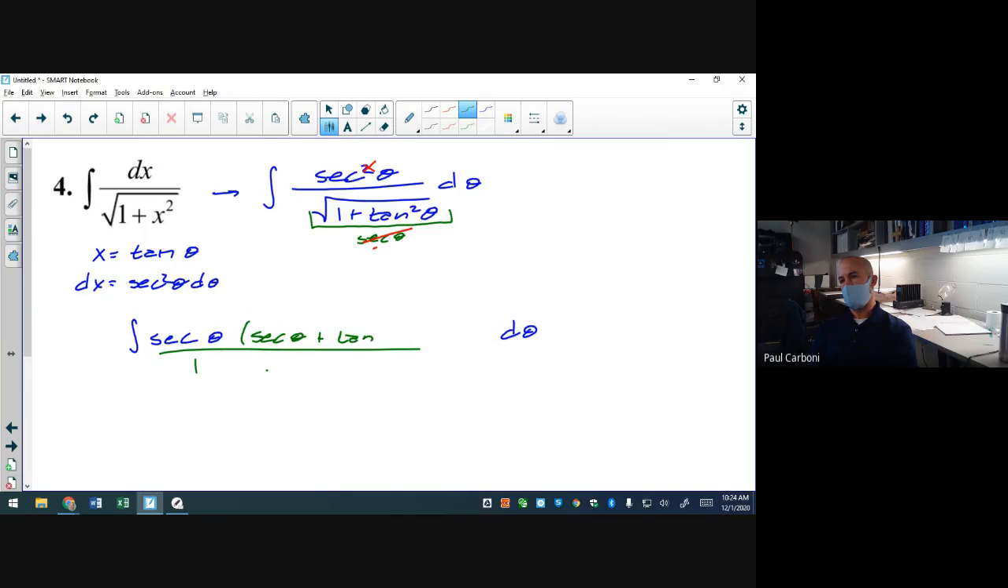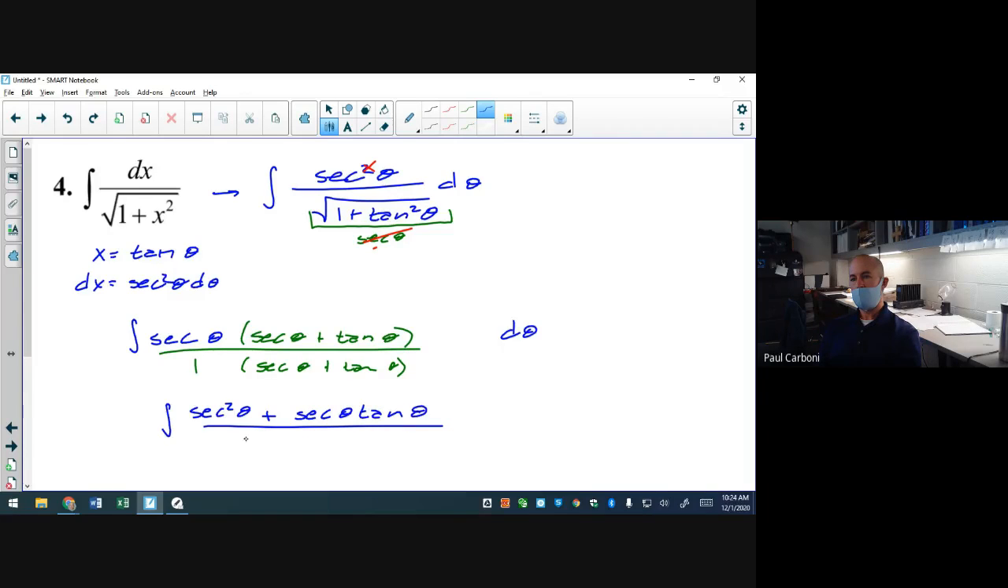This is why I was saying I would be shocked if anybody thought of this on their own. And I'm going to do the same thing with the bottom. If I distribute through the top, we get secant squared theta plus tangent squared theta. No, we don't. Plus secant tangent theta. Do those two look familiar? They better. All right? The denominator is secant theta plus tangent theta. And at this point, I expect you to be able to spit out the answer to that antiderivative immediately.